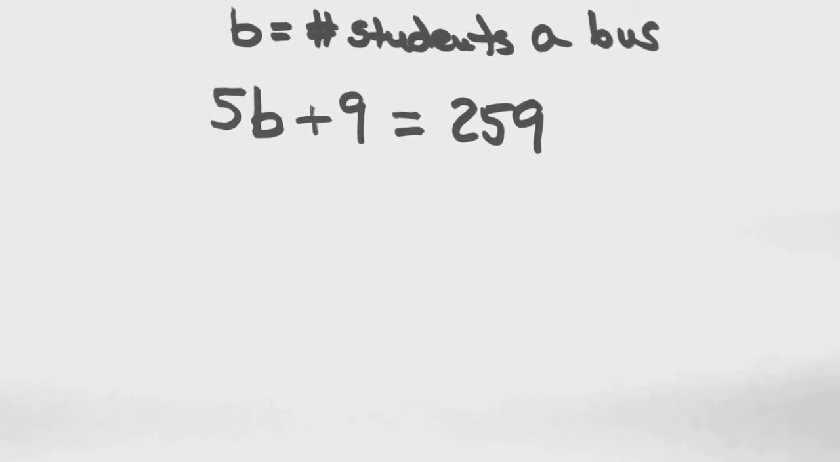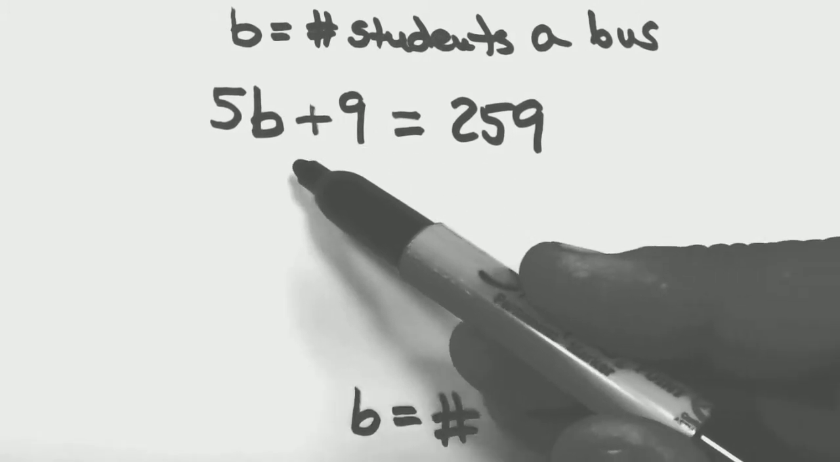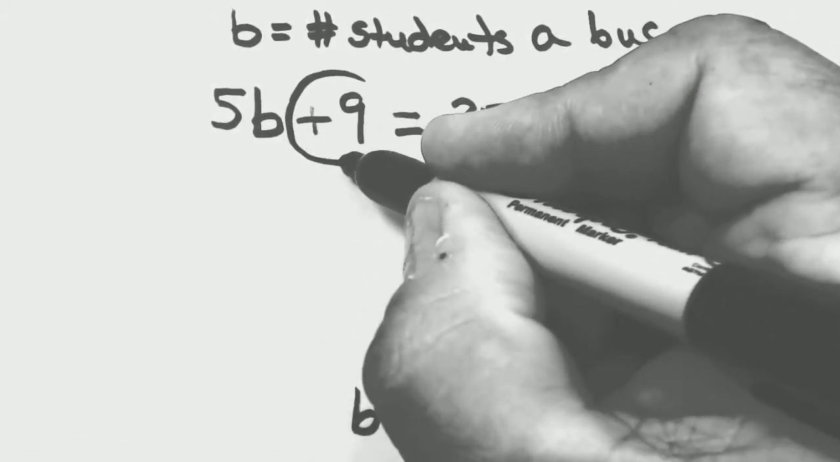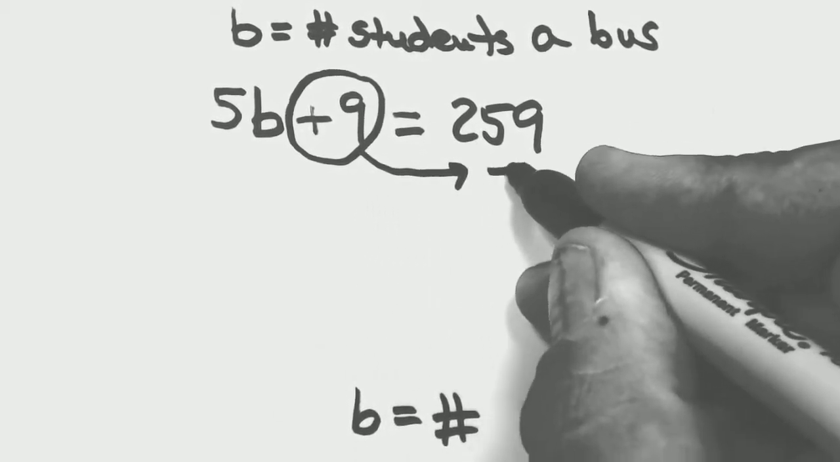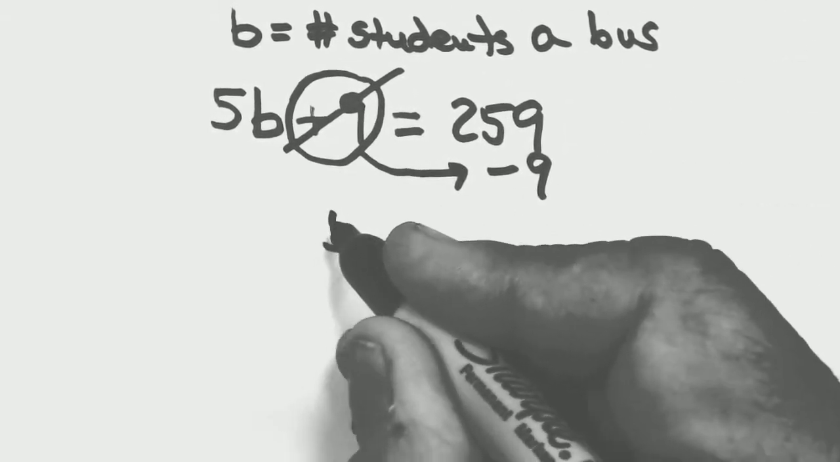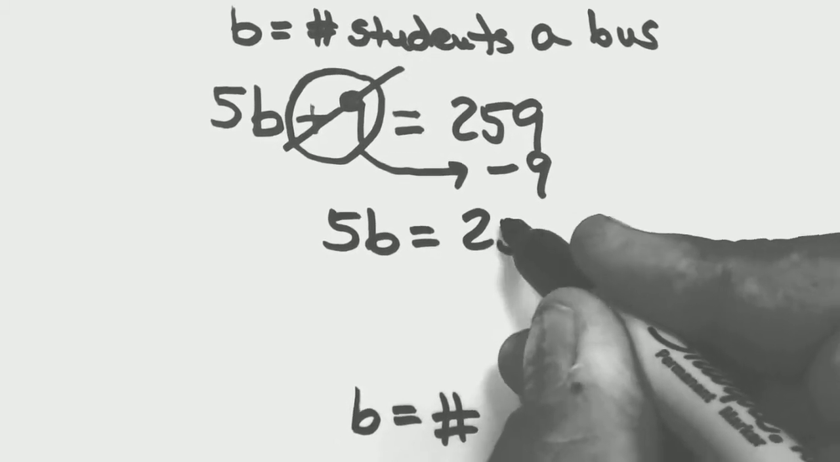So the first thing again, let's remind ourselves what our goal is. We want to have B equals whatever number the answer turns out to be. And so this 259 number is okay on the right, the 5B is okay on the left. The only guy that's out of place is the plus 9. Okay, we move him to the other side. He changes sign, becomes minus 9. So I end up with 5B equals 250.